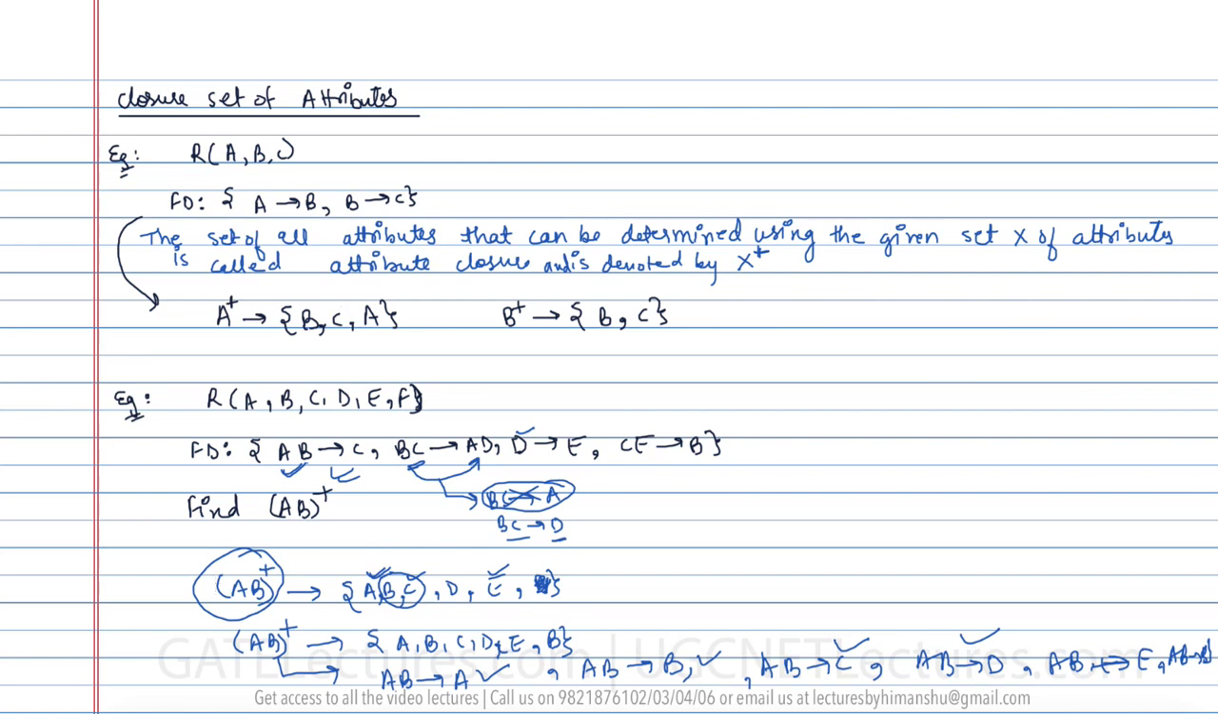Okay, now instead of AB, let us try to find what are the different closures we can find. If we do BC closure, then what will happen? With the help of BC I can determine BC itself. Now you can take this example. With the help of BC I can determine A and D. A and D is not here, so I can write AD. With the help of D I can determine E. Now we have C and E. With the help of C I can determine B, but B is already there.